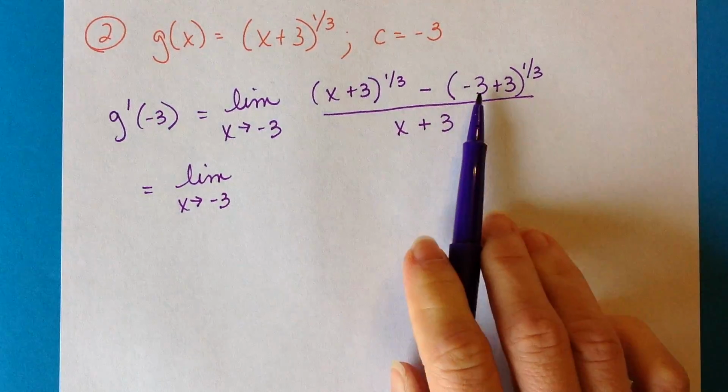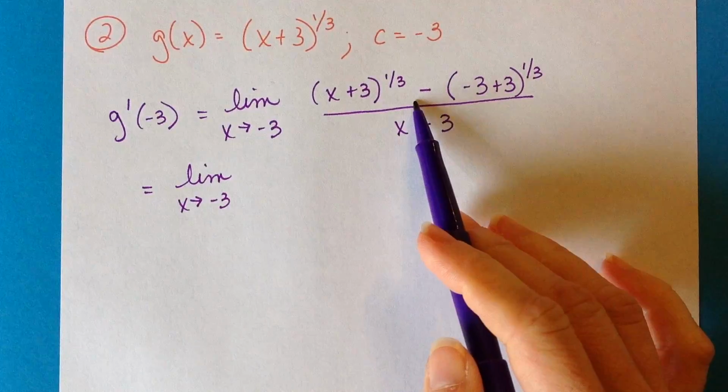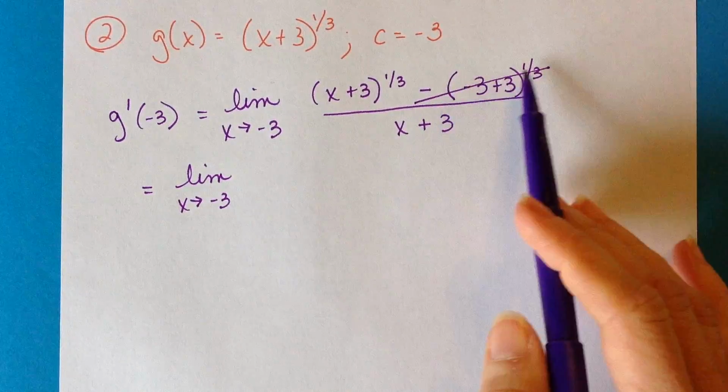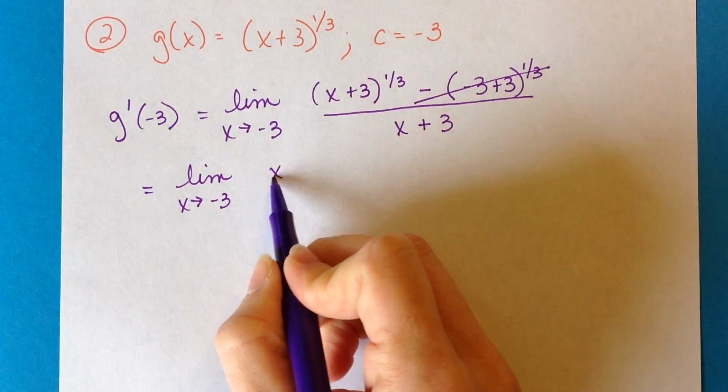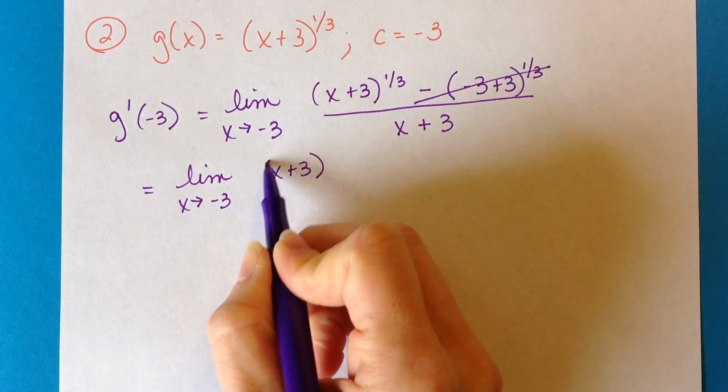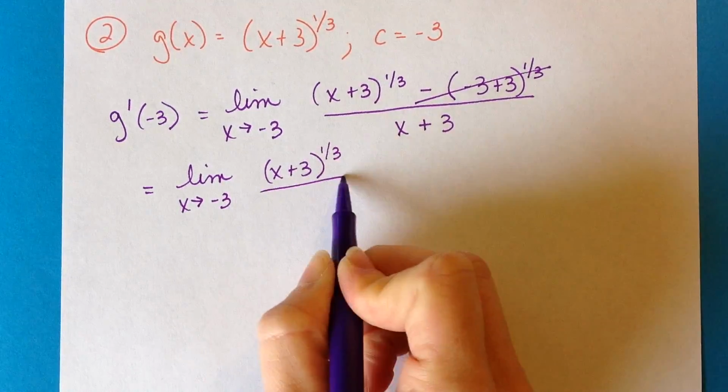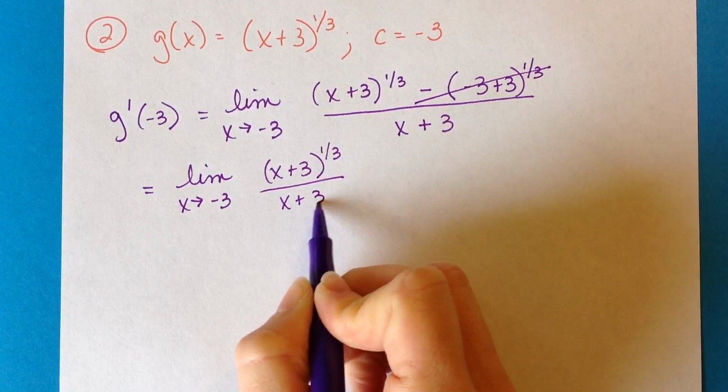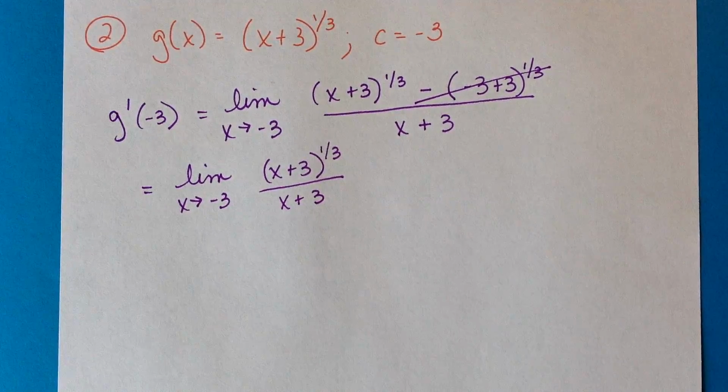Okay, this is going to end up giving us 0, so again this portion of it basically just goes away. So we have x plus 3 to the 1/3 power divided by x plus 3. Again, if you did your direct substitution right now, you would get the indeterminate form. So there's some more simplifying that we can do.